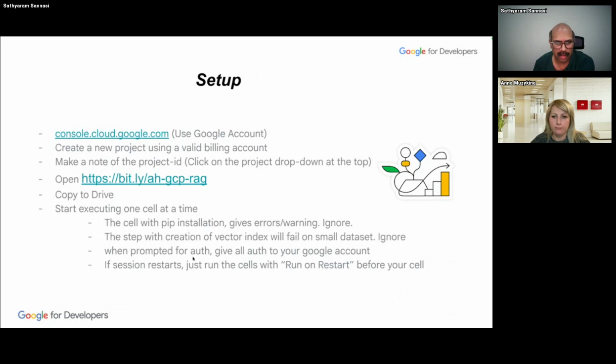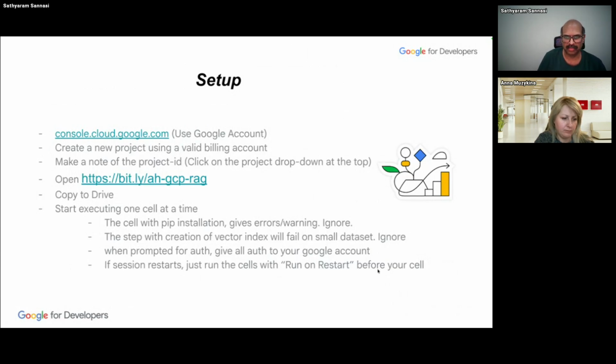And in the Colab notebook, there will be a step to give authorization for your Google account, and also the project and stuff like that. So just select everything. It's your own Google account and your own project. If, for some reason, your session crashes and is restarting, then I have marked a number of cells saying run on restart. So just run them in order before you go to the step that you are interested in.